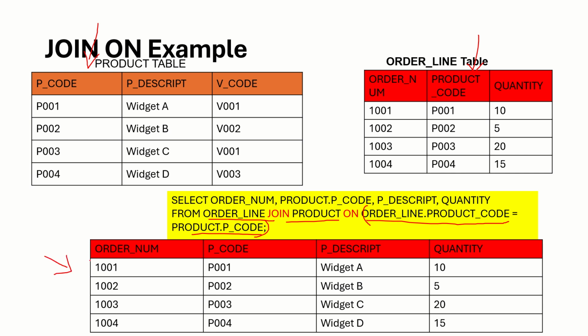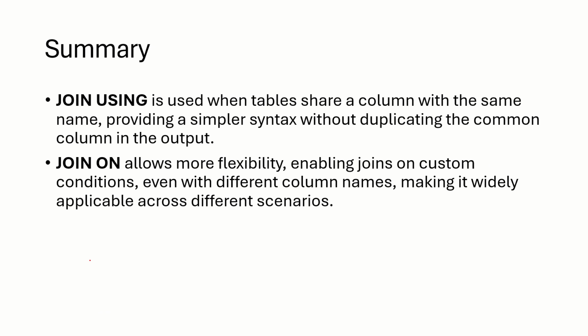The difference between JOIN USING and JOIN ON is that with JOIN USING we share the same column name, then you can use JOIN USING. JOIN ON provides more flexibility and gives you more custom conditions. You don't have to use the same column name, but can still link them together. Okay, thank you.